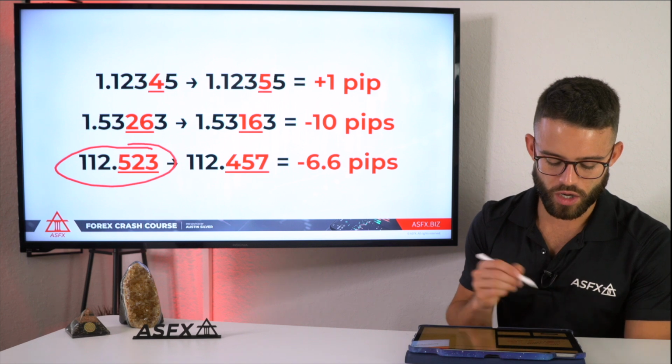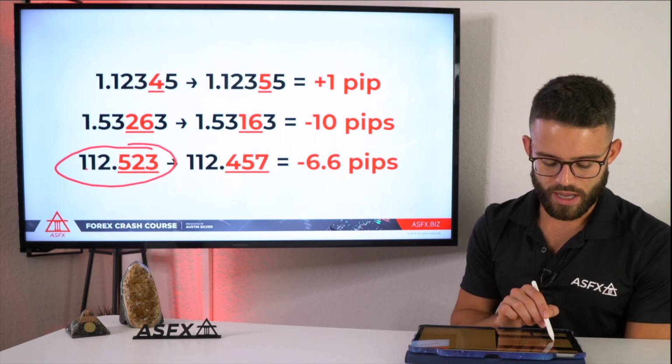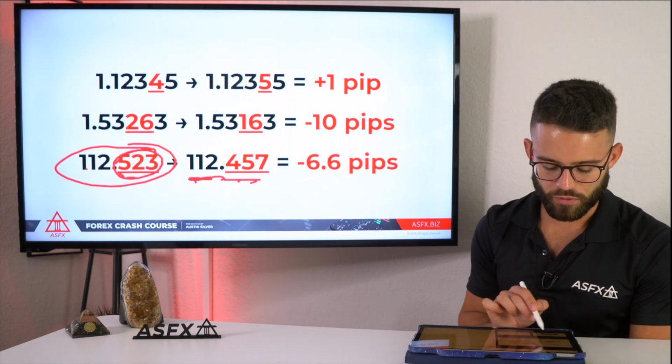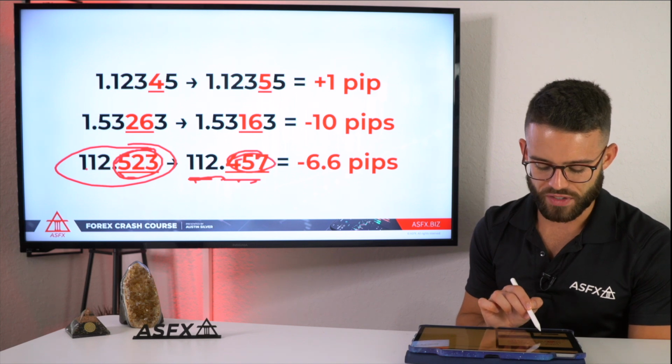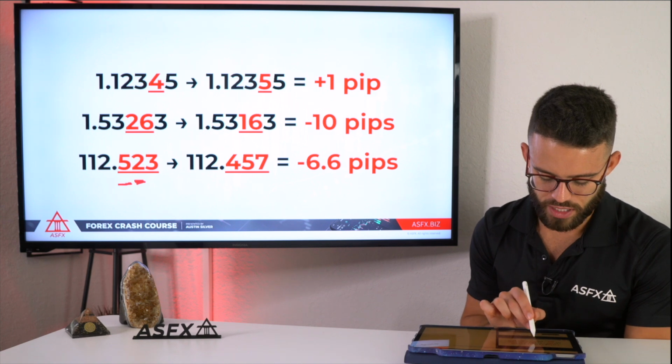Now, let's look at a yen pair. They're quoted a little bit differently. Let's say we go from 112.523 to 112.457. We went down from 52.3 to 45.7. Remember, what we're looking at is still this second and third digit, if they've changed.